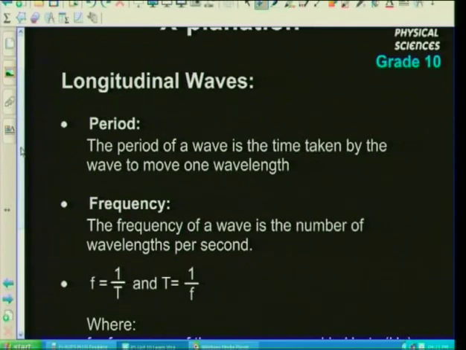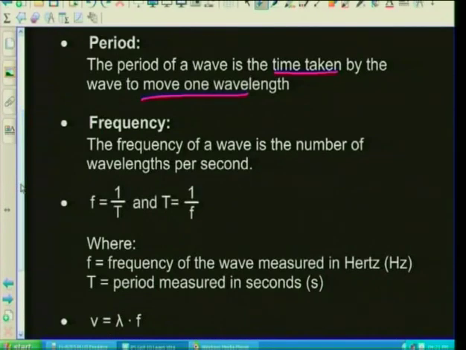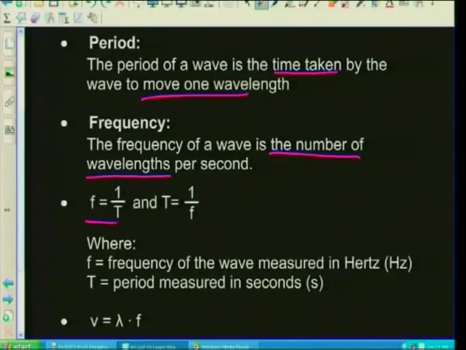Absolutely. Same as what we learned with transverse waves. So for longitudinal waves, the period is the time taken for one wave, nothing difficult about that. Frequency is the number of wavelengths per second. And look here: frequency equals 1 over period. Period equals 1 over frequency. Same as what you've done before.